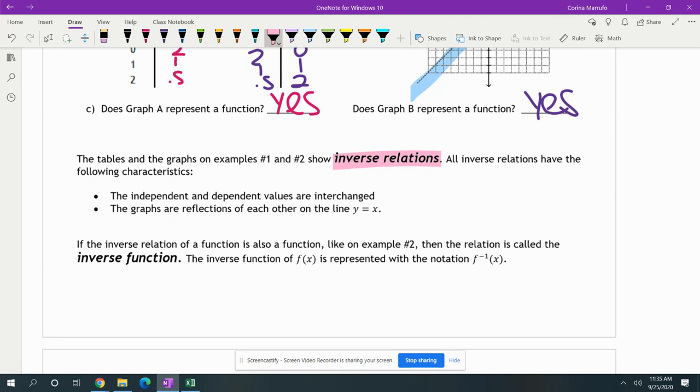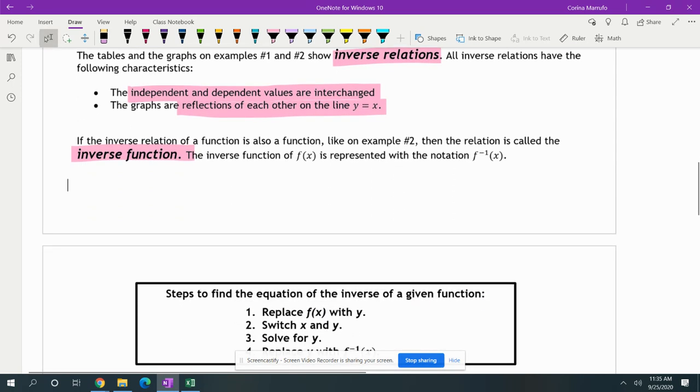All inverse relations have the following characteristics. The independent and dependent values are interchanged, and the graph has a reflection over y equals x. That's what I just explained. If the inverse relation of a function is also a function, like in example number 2, then the relation is called the inverse function. The inverse function of f of x is represented with the notation f inverse of x. This little -1 here means that it's the inverse function.